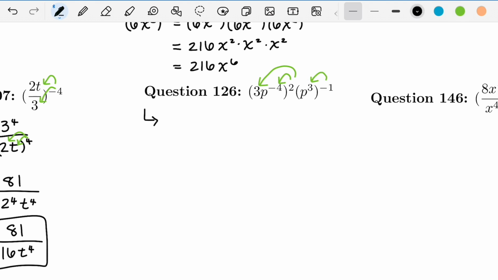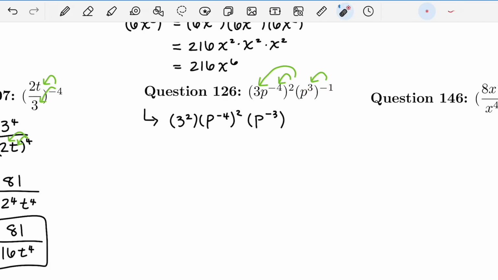All right, so rewriting this, we're going to have 3 squared times p to the negative 4 squared times p to the negative 3, so that's just going to be p to the negative 3 here, because we have 3 times this negative 1. Right, and then we don't want to get confused. This negative 1 isn't being applied to this.